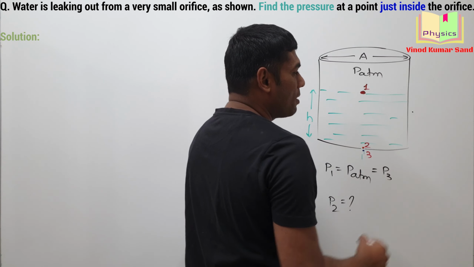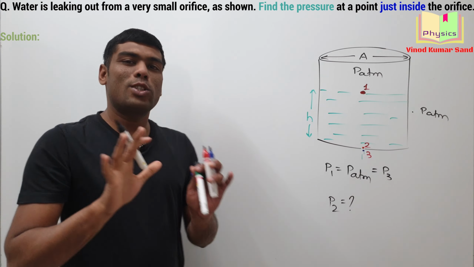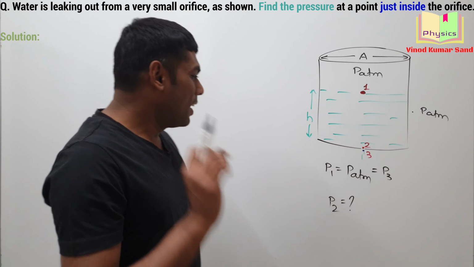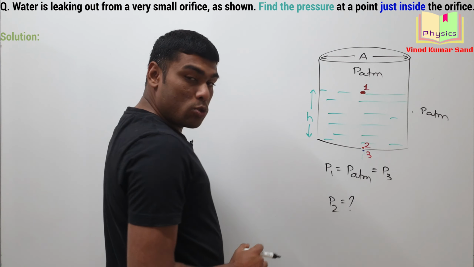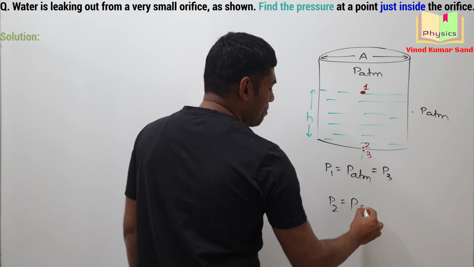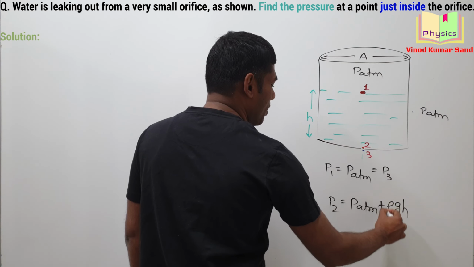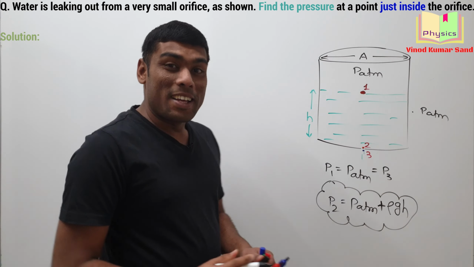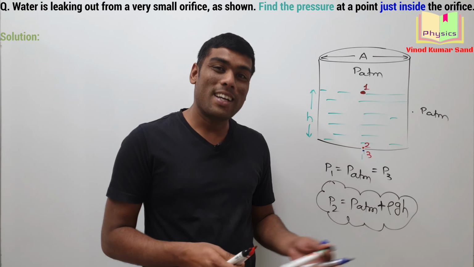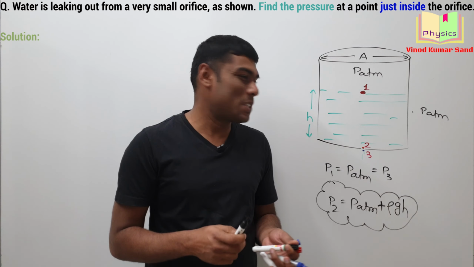Actually, if someone asks you what is the pressure here, it will be P atm. What is the pressure here? Here, whatever point is exposed to the atmosphere, its pressure will be P atm only. Now, the answer for the P2 is interestingly P atm plus rho gh. I hope you got the same answer. And if you applied the fluid statics to obtain that answer, then the logic is wrong, but the answer is correct. That's the beauty of this question.